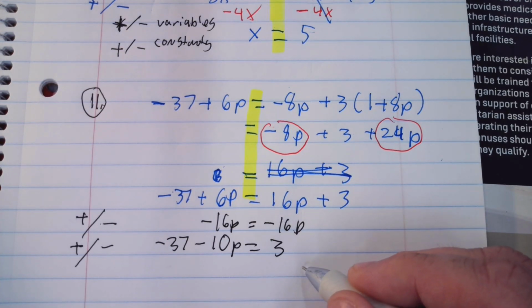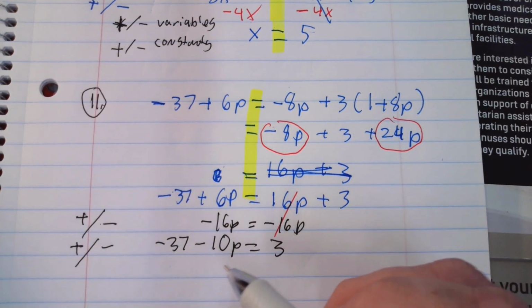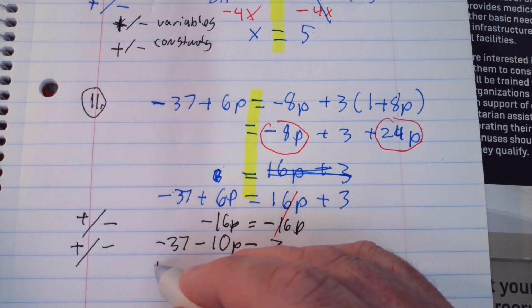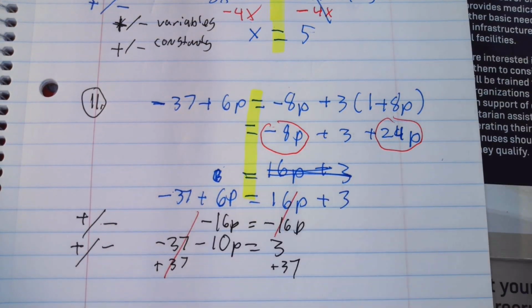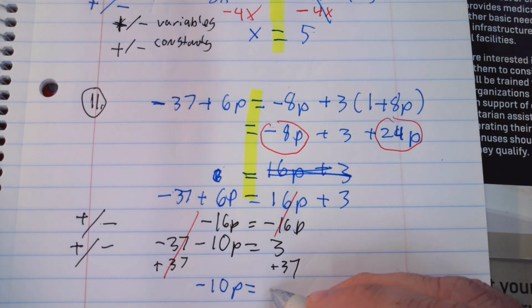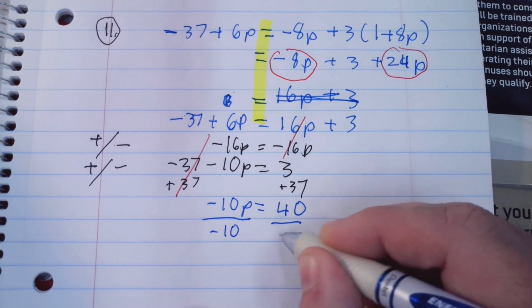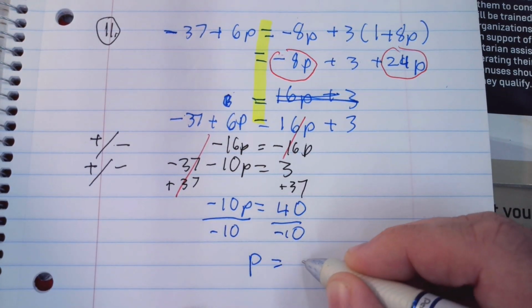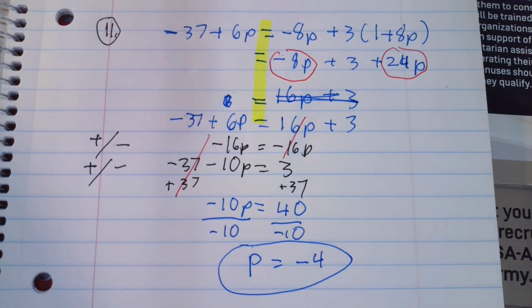Came down. Now, of course, I like to do this because it makes me happy. That's canceled. Now I'm going to try to get rid of this. So the opposite of this is this. That's going to cancel. I get negative 10p equals 40. And I divide by negative 10, divide by negative 10, and we've now completed basically a max level problem.